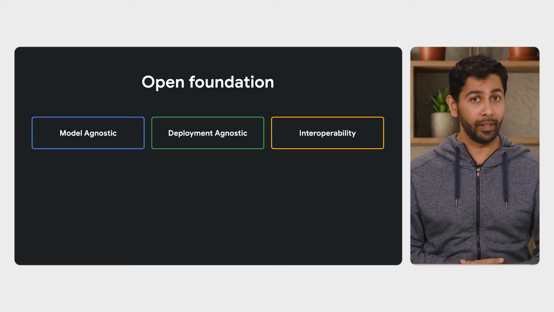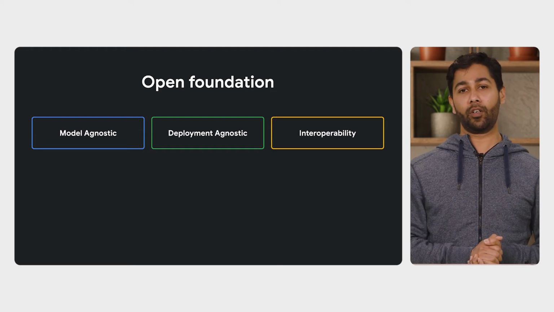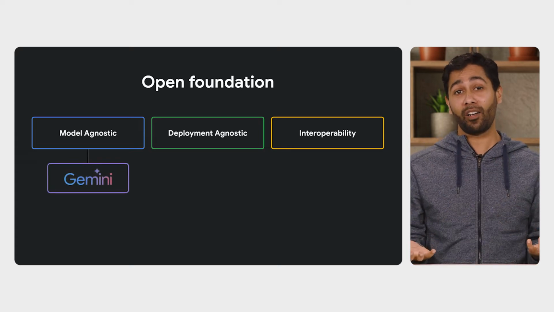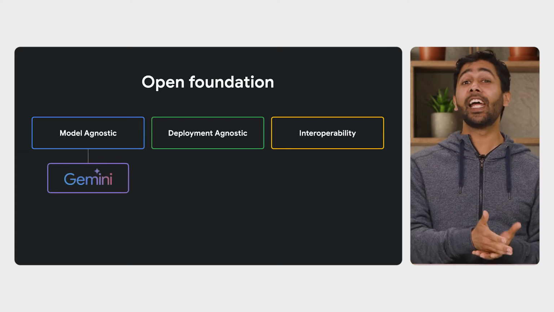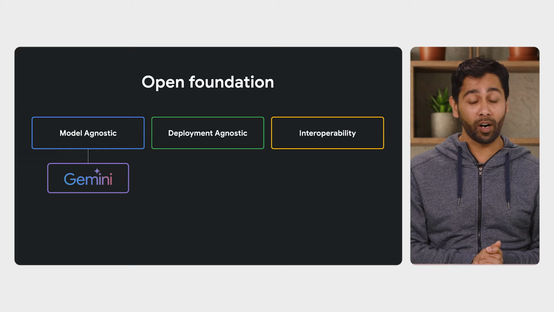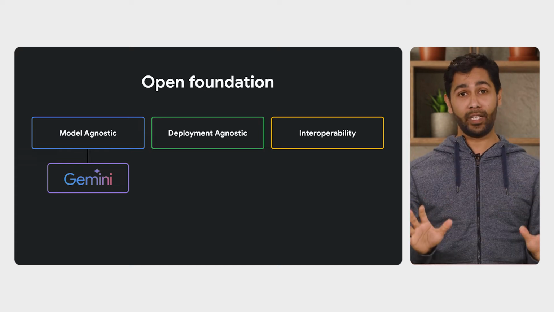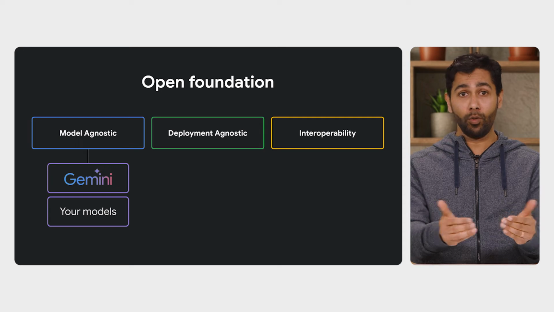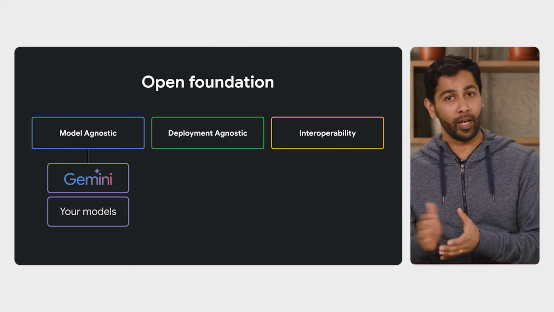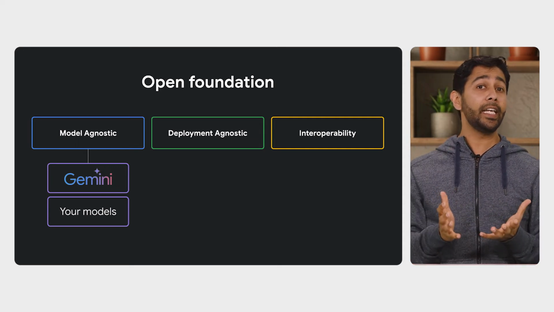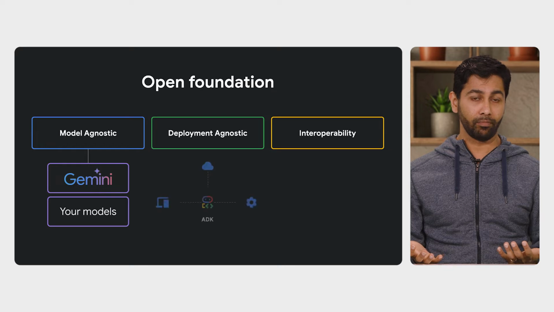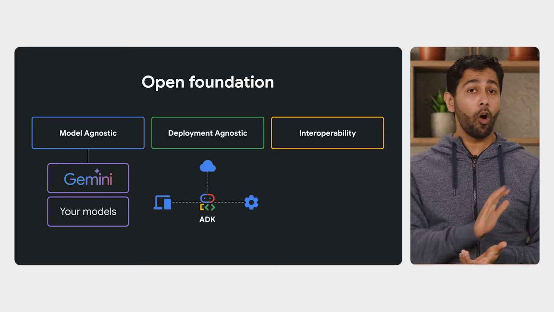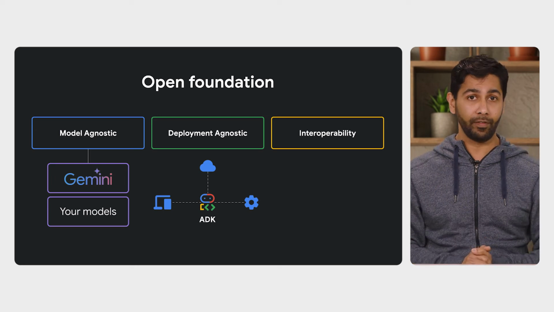To us, a truly open foundation means it is model agnostic, it's deployment agnostic, and built for interoperability. So starting with model agnostic. Look, we obviously love our Gemini models, and especially the latest Gemini 2.5 Pro model, which has amazing reasoning capabilities. But with ADK, you can choose any model you want to use, whether it's a model from Google or anywhere else. ADK is also deployment agnostic.